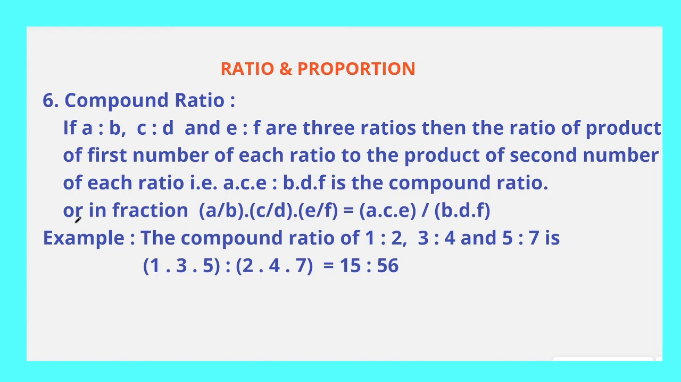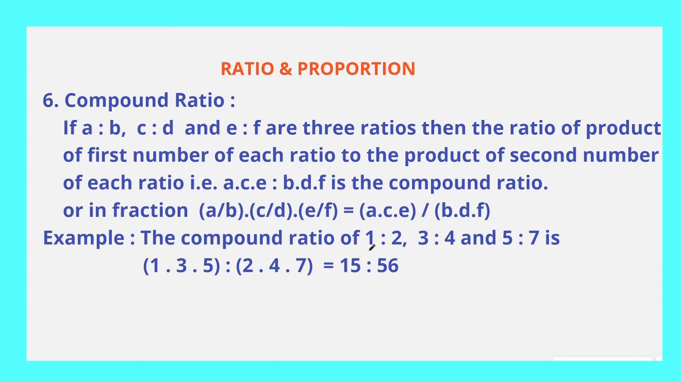If it is expressed in fraction, A upon B multiplied by C upon D multiplied by E upon F, which is equal to A into C into E upon B into D into F. For example, the compound ratio of 1:2, 3:4 and 5:7. Here we have to select the first number of each ratio.